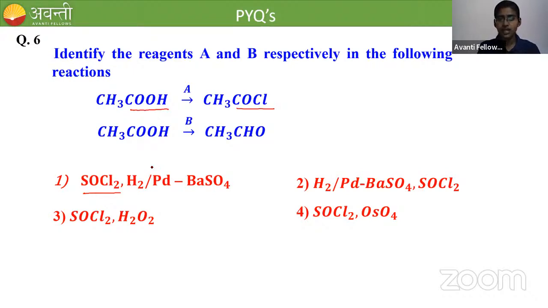And coming to the second reaction, the COOH group is getting converted to CHO. So it is also a reduction, right? What is the name of this reduction? This is called Rosenmund's reduction. Hydrogen in the presence of palladium on barium sulfate is called Rosenmund's reagent, and that will reduce the COOH part to CHO. Okay. So option 1 is the correct answer for this question.